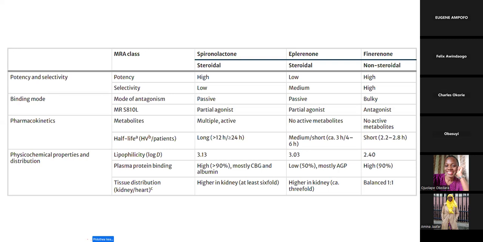Okay, so this table is just comparing the pharmacokinetics of eplerenone, finerenone, and spironolactone. You see that potency and selectivity, binding mode, are high for finerenone. Potency is high for spironolactone. Then we look at tissue distribution. Spironolactone is about 6 times higher in the kidney compared to the heart. Eplerenone is about 3 times higher, but finerenone has a balanced distribution.